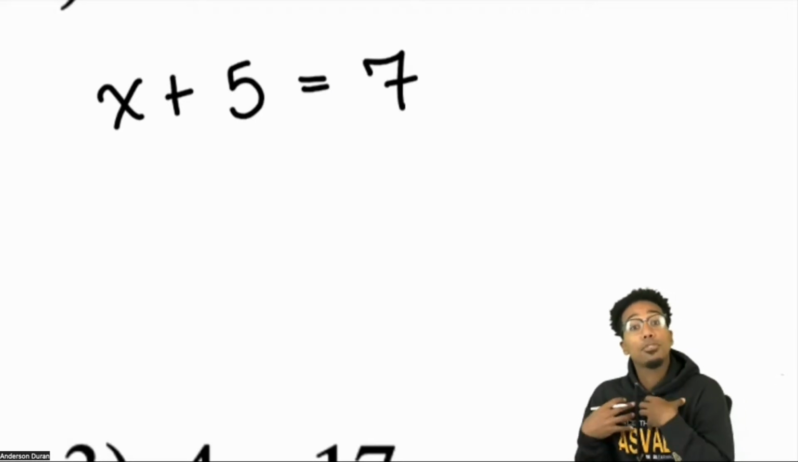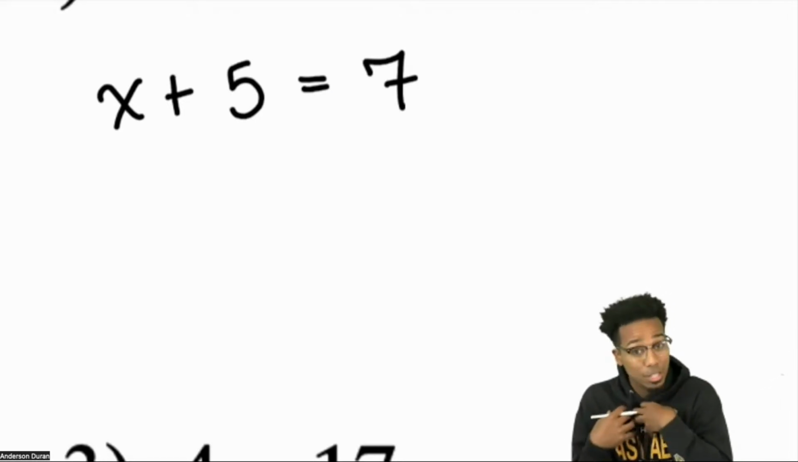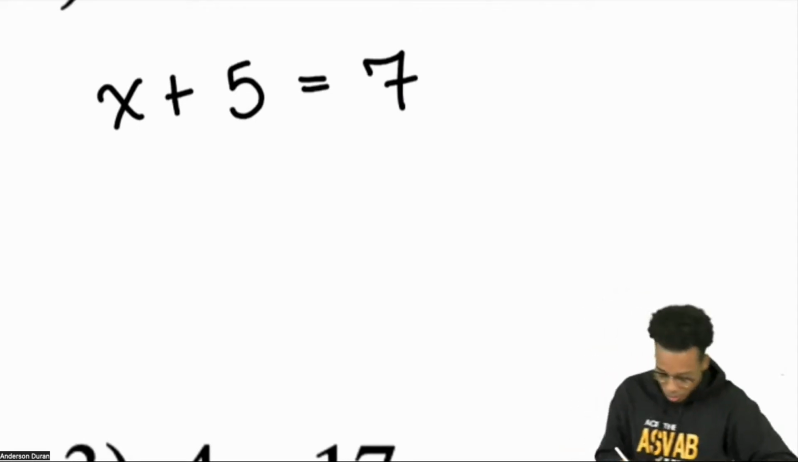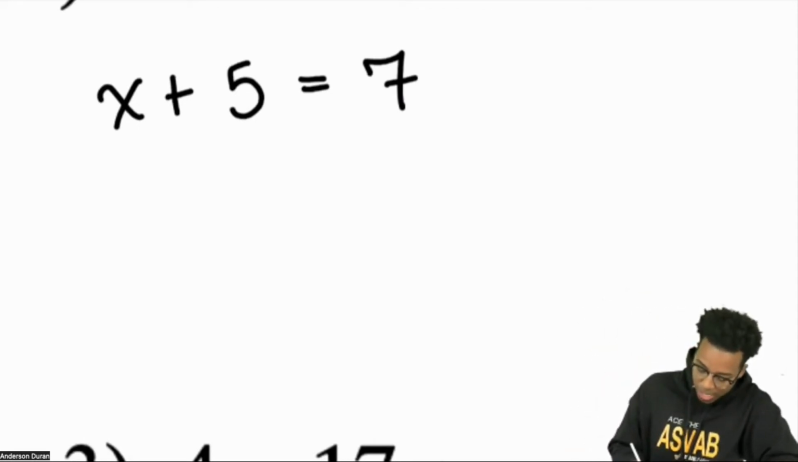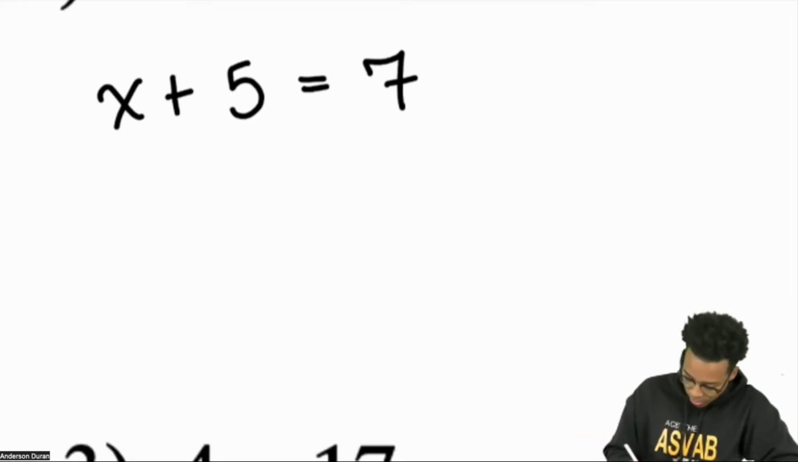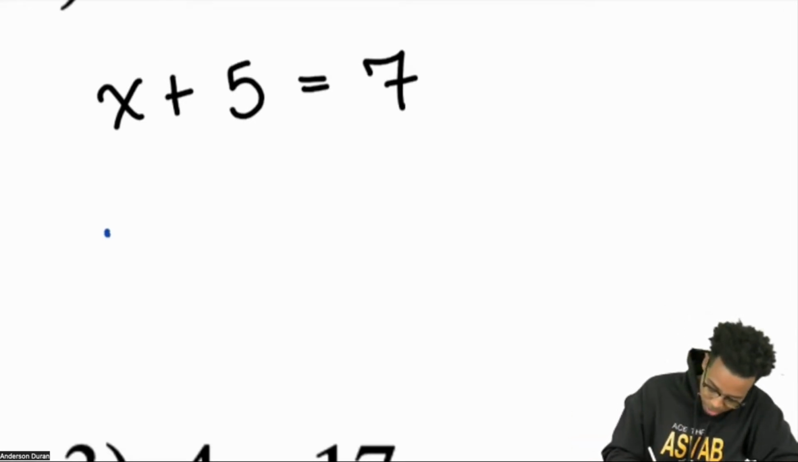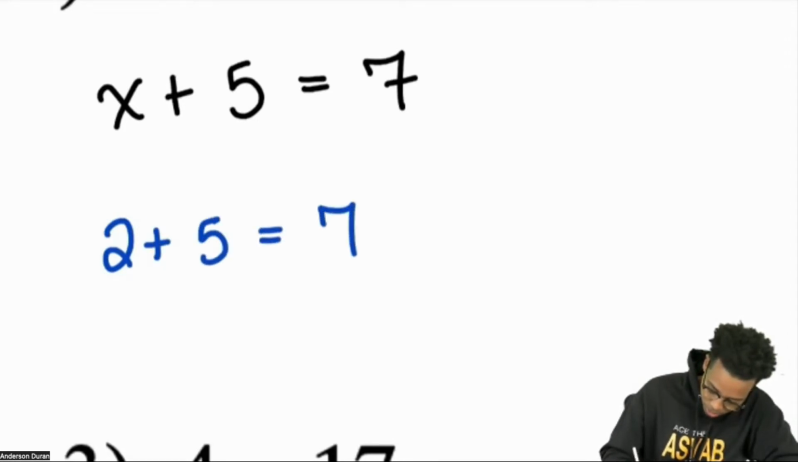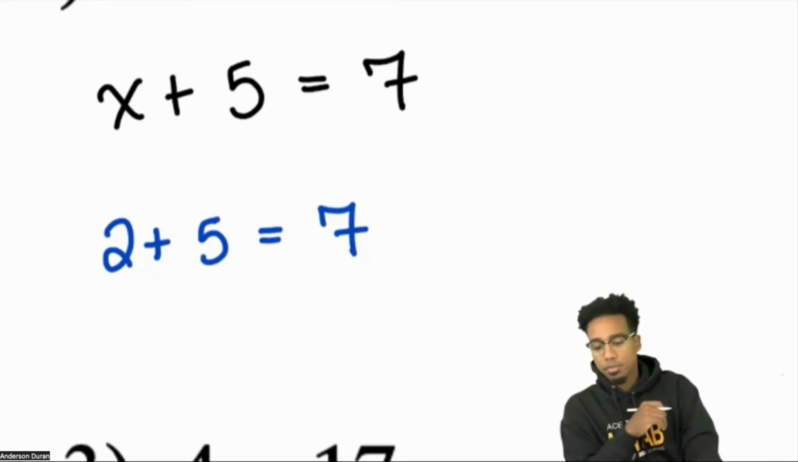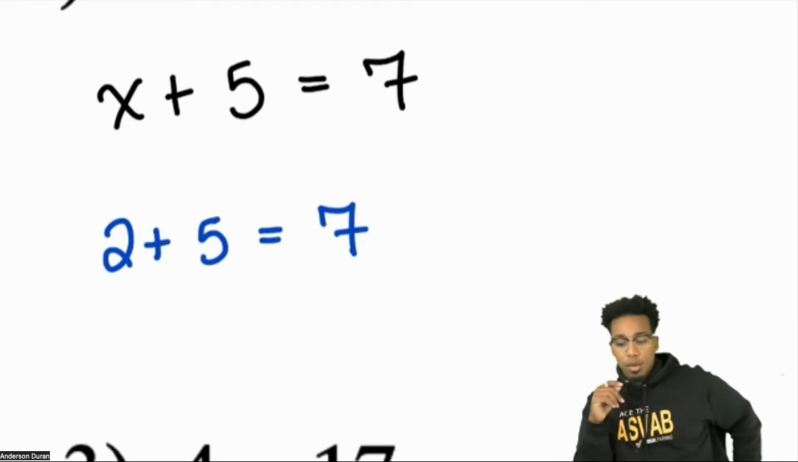But let's for a moment pretend that we did know what it was. What I'm going to do is pretend that x is 2. So I'm going to plug this in right here. I'm going to say, 2 plus 5 equals 7. Everybody, is that a true statement? 2 plus 5 equals 7? I'm hoping everybody says yes.